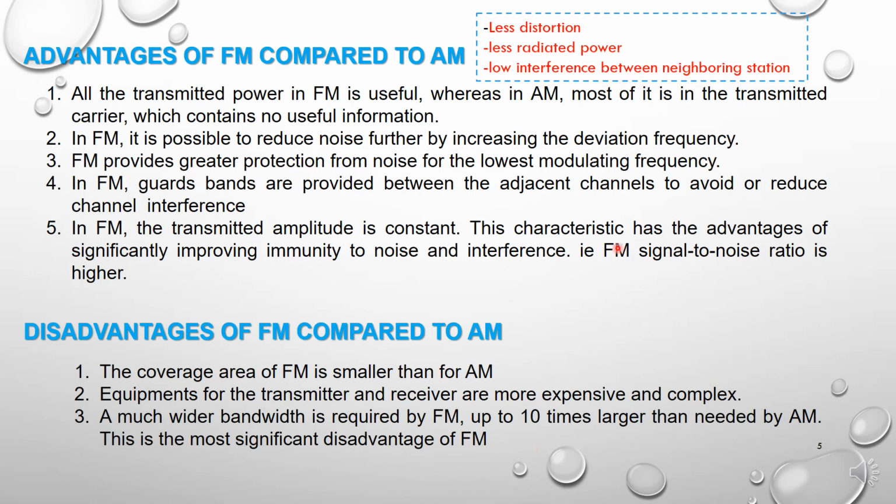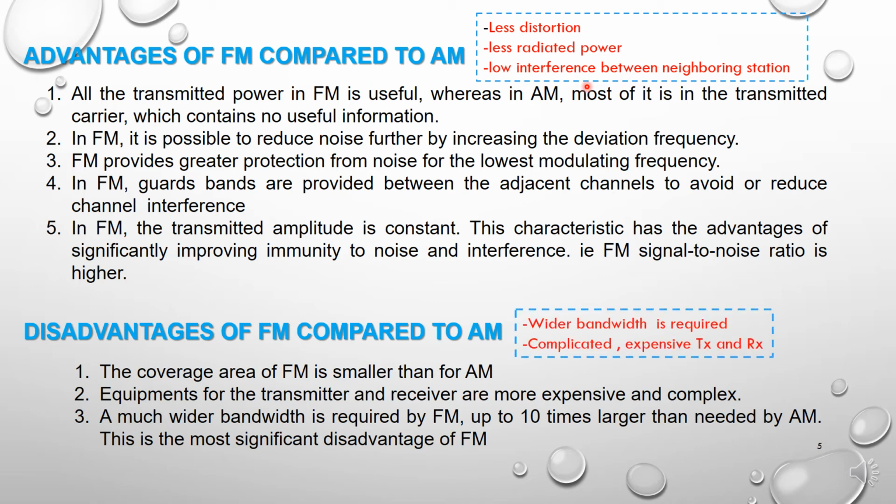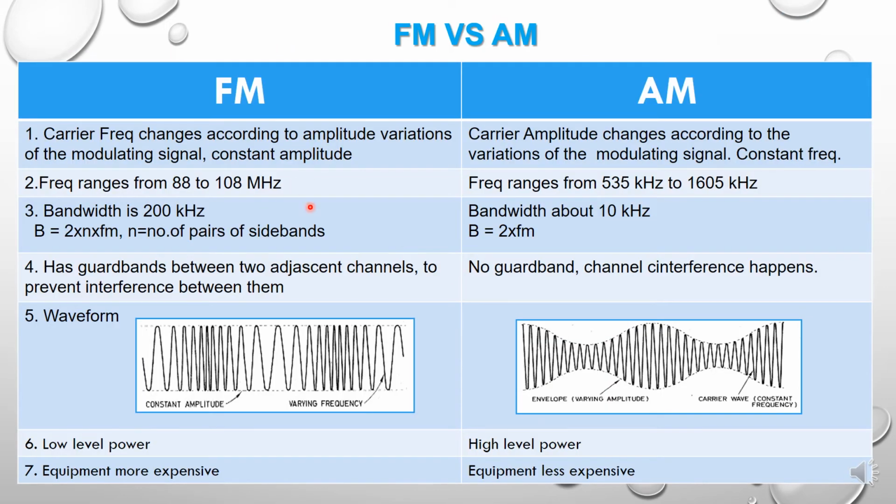Okay, all in all, the advantages are less distortion, less radiated power, and low interference between neighboring stations. Whereas the disadvantages are that a wider bandwidth is required, and the transmitter and receiver are complicated and also expensive. Okay, this is FM versus AM.